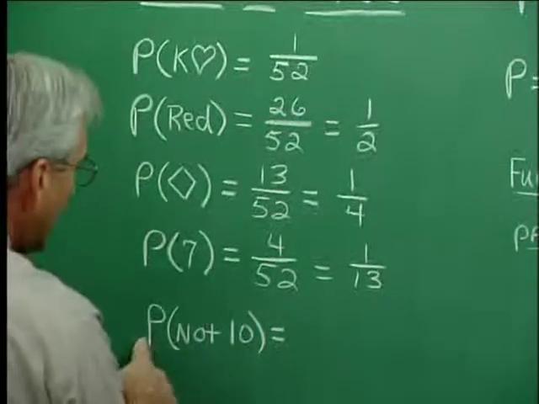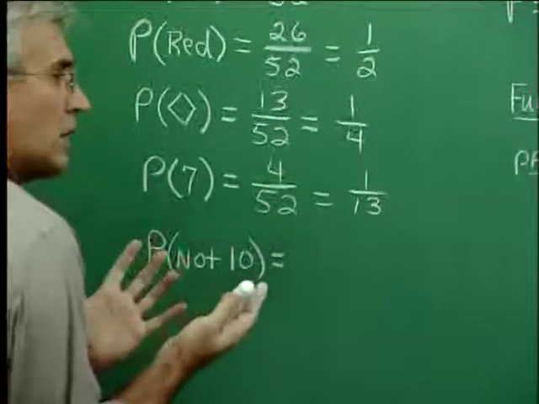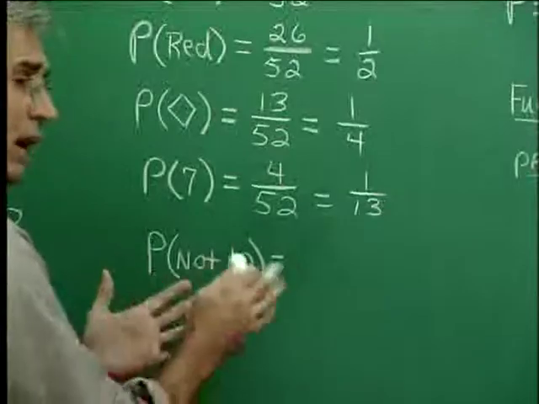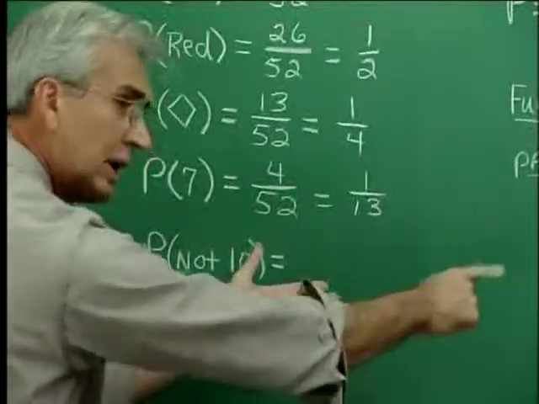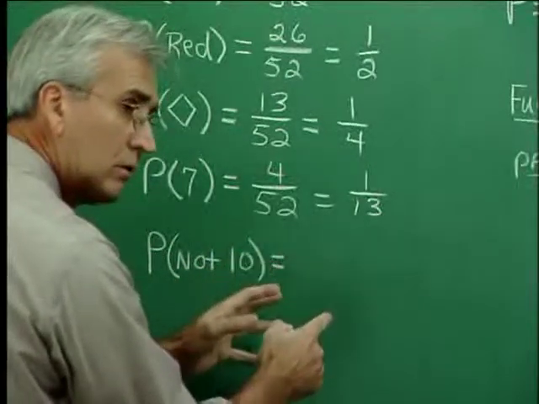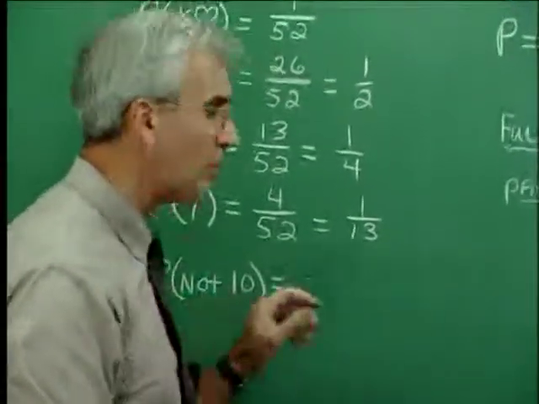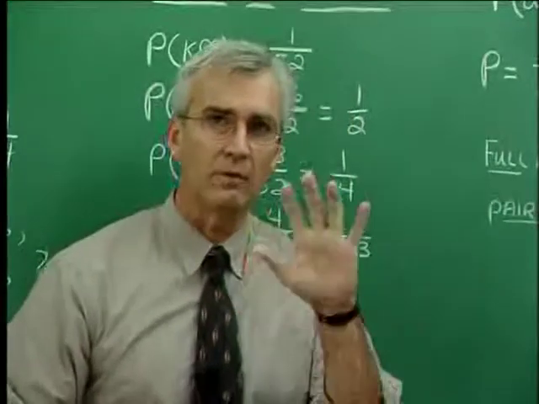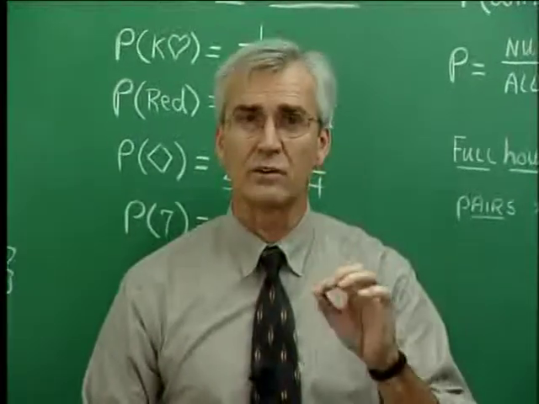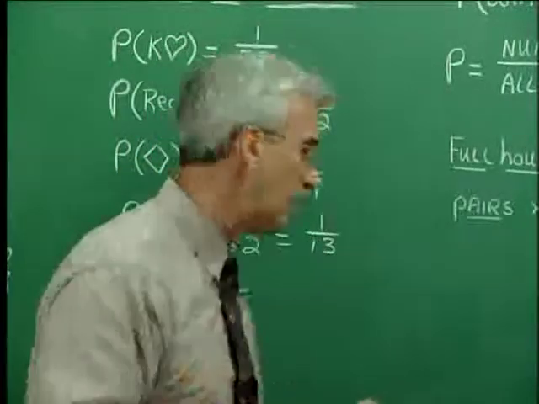Now, the probability of not 10. That would mean the favorable outcomes would be all of the cards that are not tens in the whole deck. We'd have to count all the aces and all the kings and all the queens. We'd have to count all of those cards, you see, and then put that over 52. It's a little easier, though, in calculating the probability of not 10. This complement idea comes into play here. It's a little easier to count the cards that are tens and then make a calculation for the probability of not 10. Now let me show you what I'm talking about here.